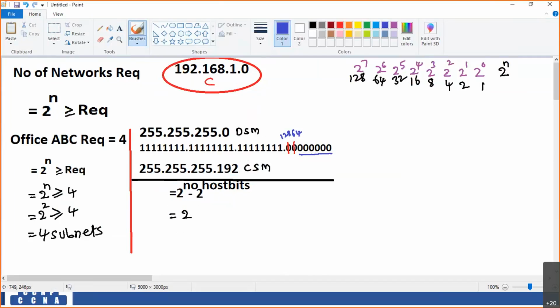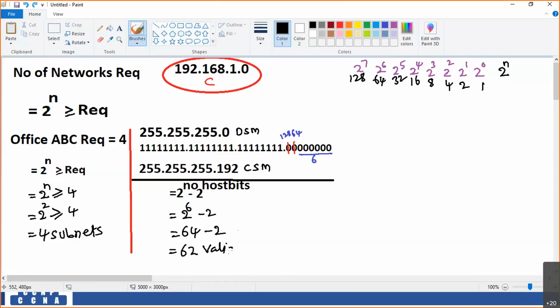The remaining number of host bits is 6. So 2 power 6 minus 2. 2 power 6 is 64. 64 minus 2 is 62. 62 are usable, right? 64 are total. Out of 64, 2 IPs are subtracted: the network ID and the broadcast ID. So 62 are valid.